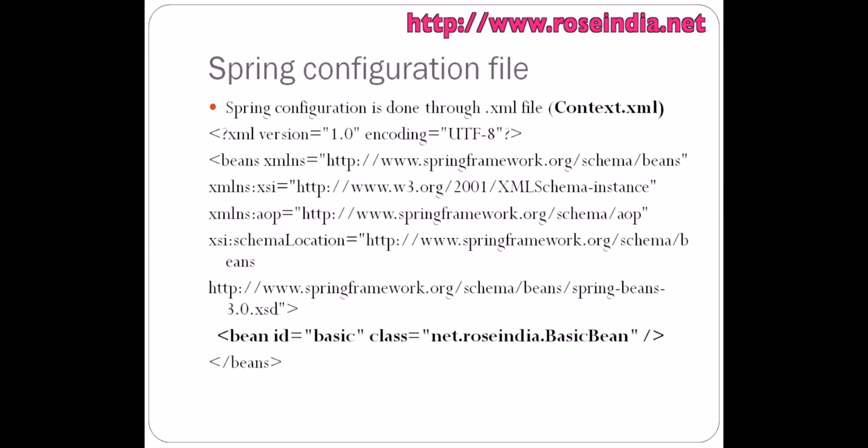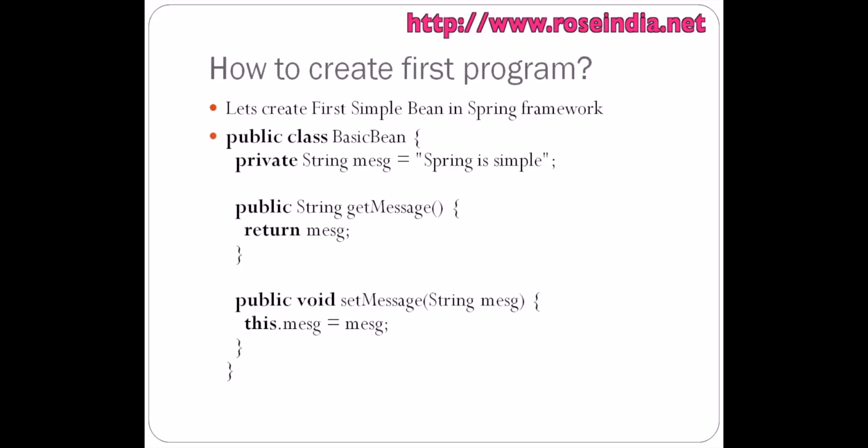So let's see the configuration file of Spring. The Spring configuration file is simply an XML file, and to define a bean we have to use the tag bean, then id. The id is unique within this XML file, and then the class name. So the class name here is net.roseindia.basicbean. So this is the basic bean we developed here.